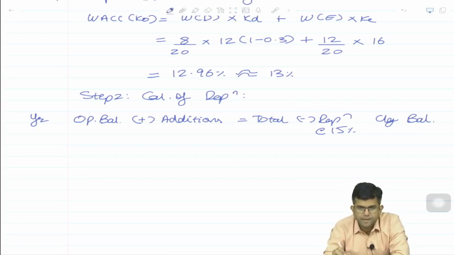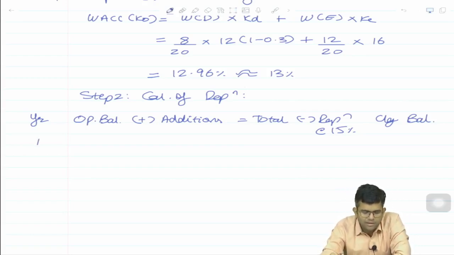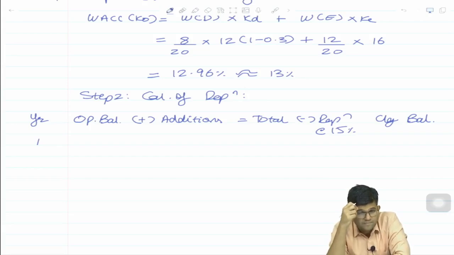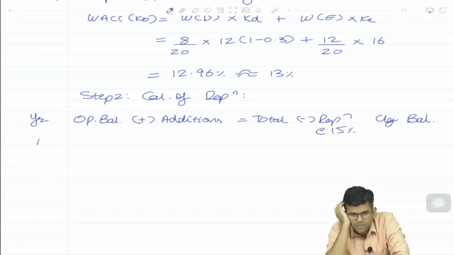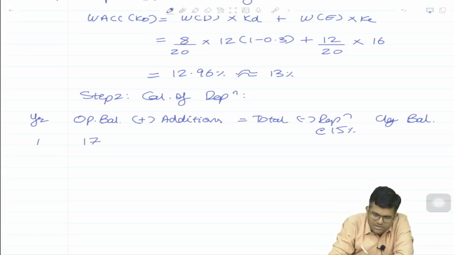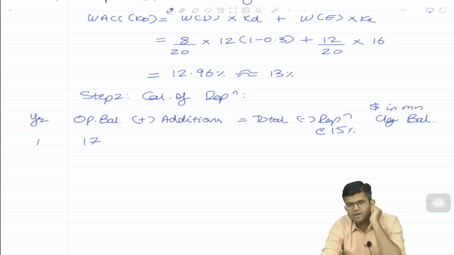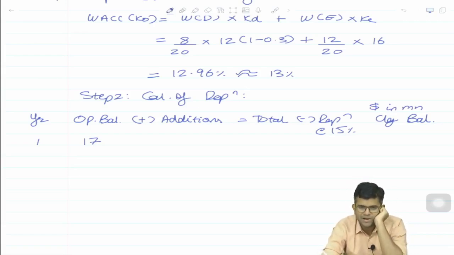Everyone ready? Let's start with year 1. I am waiting. You keep telling me the number. What should I put in opening balance, year 1? By the way, whose opening balance? We are not finding the opening balance of the depreciation account. Hello. We are finding the opening balance of the fixed assets. So can I say there is 17 million? Dollars in millions. So $17 million is your opening balance.